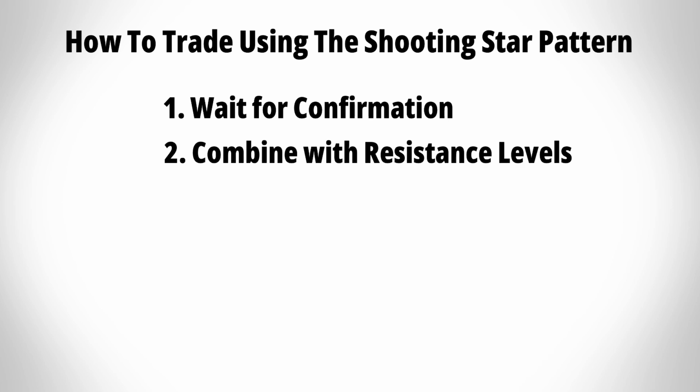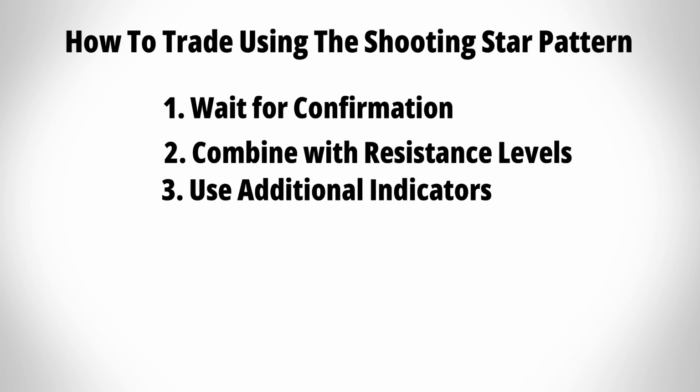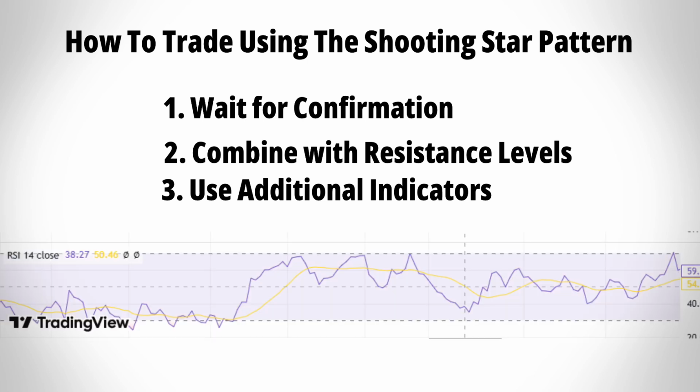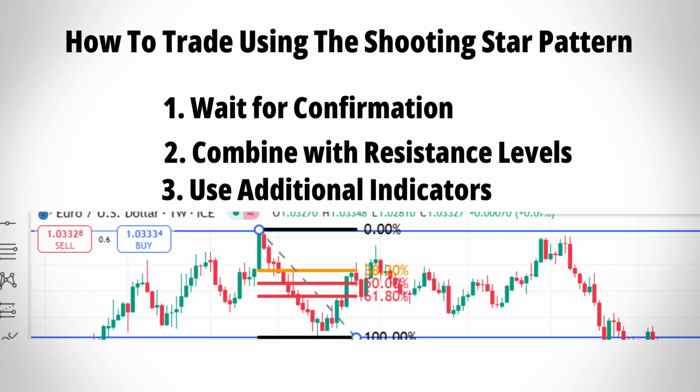You also want to combine the shooting star candlestick with resistance. A shooting star candlestick near a significant resistance zone is more reliable. And as you know, you should complement with indicators like the RSI, moving averages, MACD, as well as the Fibonacci retracement tool to confirm the bearish momentum that's about to start.